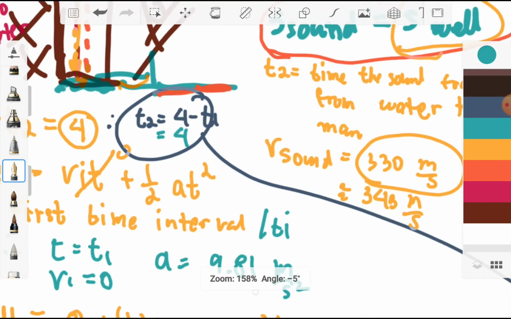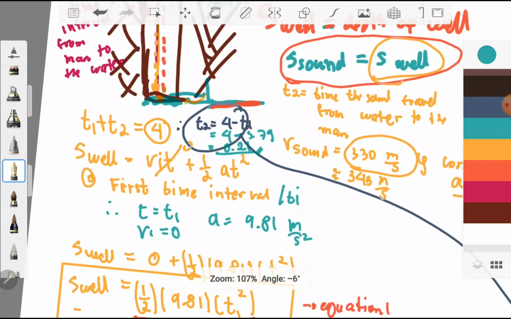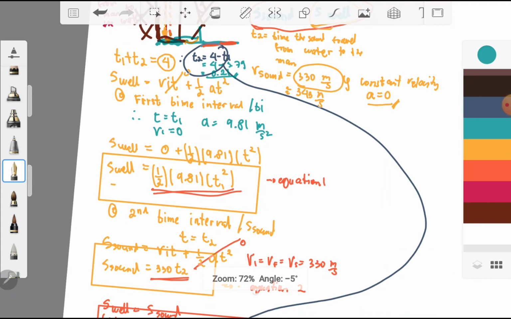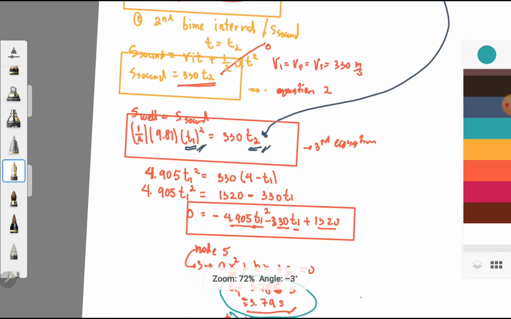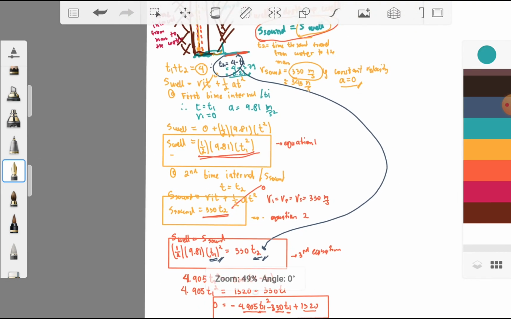So T1 is equal to 3.79. Therefore our T2 is equal to 4 less 3.79, which is 0.21 seconds. So solving for S sound, substituting the value of your T2. It's easier when we use T2, right? S well and S sound have the same answer.